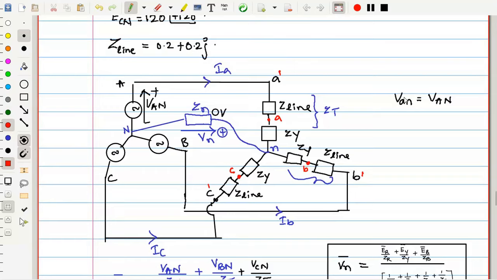Now this is not VAN. This is VA dash N, which is equal to VAN. Are you getting this? This is what VA dash N means: the A dash terminal to neutral terminal voltage. Is this clear?